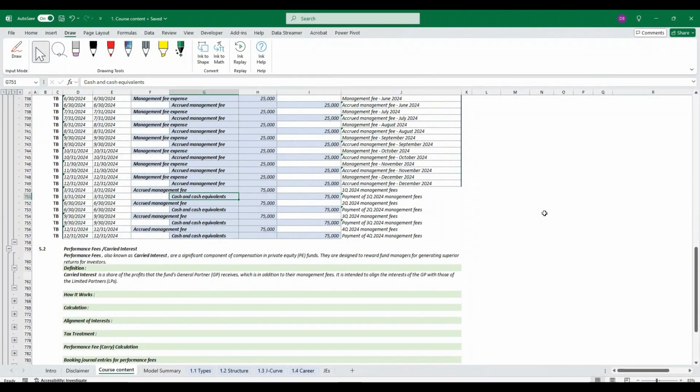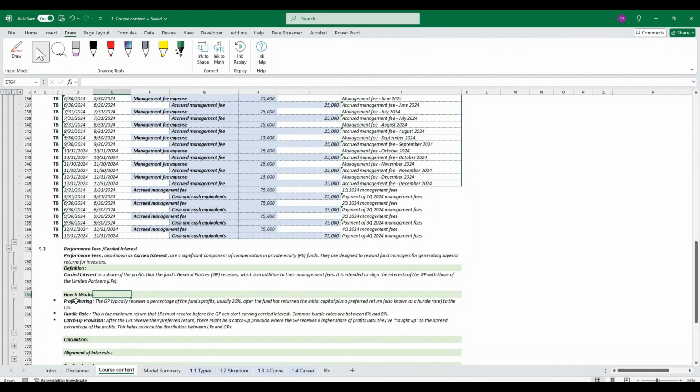So performance fee, also known as carried interest, is a significant component of compensation in funds. They are designed to reward fund managers for generating superior return for investors. So carried interest is a share of the profit that the fund's general partner receives, which is in addition to their management fees. It is intended to align the interests of the GP with those of the LPs. So how does it work? There are 3 items: profit sharing, hurdle rate, and catch-up provision.